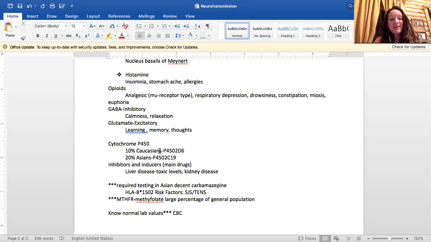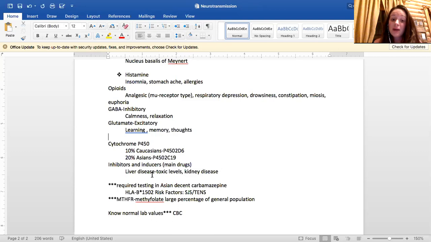You're going to see P450 highlighted pretty often because that deals with metabolism within the liver. And we know that a great many drugs are going to pass through the liver. So you want to be noting how people are metabolizing associated with those specific drugs. Are they inhibitors? Are they inducers? So you want to know which drugs fall in which category.